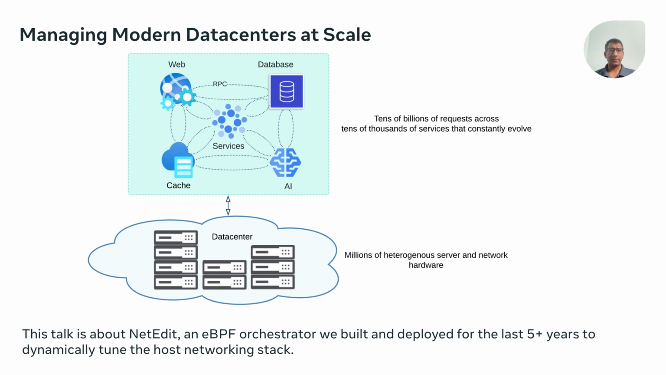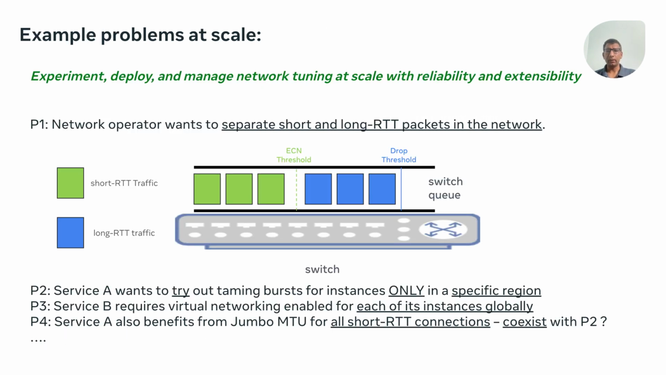NetEdit is a bundle of abstractions that service owners and networking experts can collaborate with to optimize our network. Let us first look at a few examples. Problem 1. This is from our physical network. Can you reliably tag every packet, even the very first packet in a connection, based on the RTT? Why is this important? This allows the switch queues to apply differential treatment based on the RTT. Refer to our NSDI talk in 2024 about DCTCP deployment for more details about this problem.